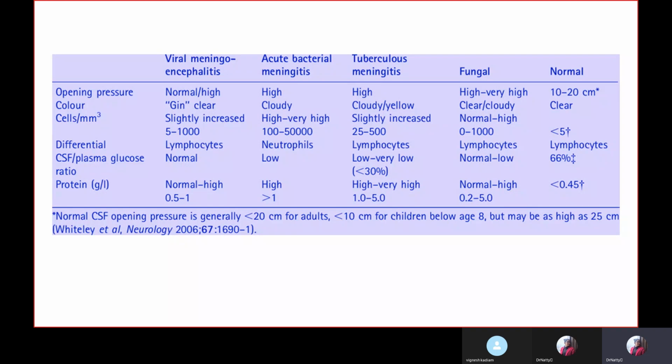Which means if there is any infection that is bacterial or fungal, the features are quite similar. That is, glucose is low and protein is high. Whereas if it is a viral infection, it resembles the normal findings, with a normal glucose level and a normal protein level.